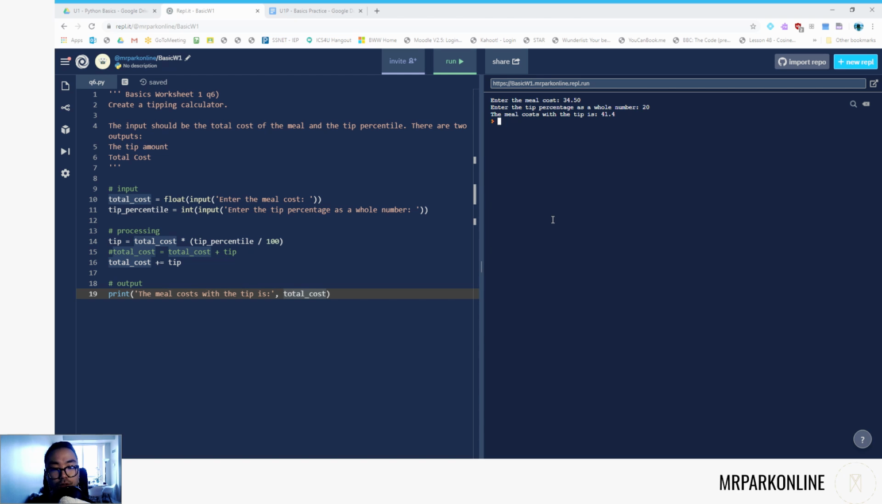So in the future, we're going to learn how to put a dollar sign there and make sure that we set it to 2 decimal places. But for now, this is your generic basic tipping calculator.